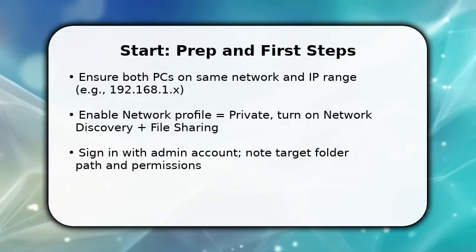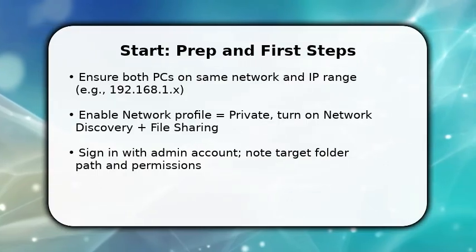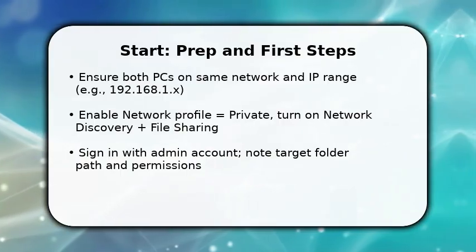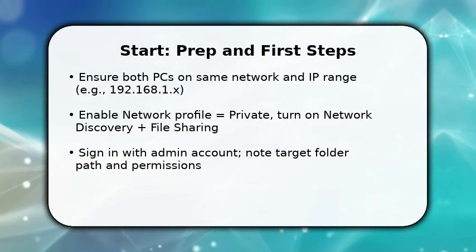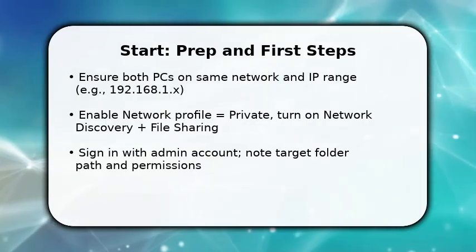You'll begin by confirming essentials. Both machines must be on the same network and set to a private profile. Once done, enable network discovery and file sharing in settings. This allows devices to see each other. Make sure you're signed in as an administrator so you can change sharing permissions.